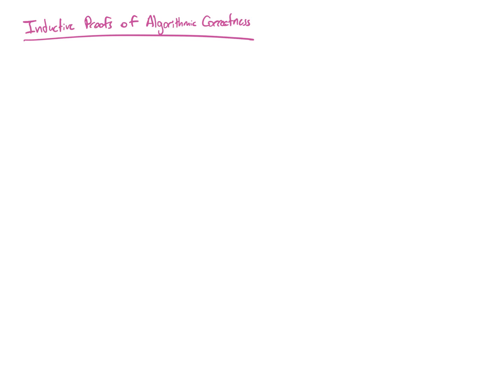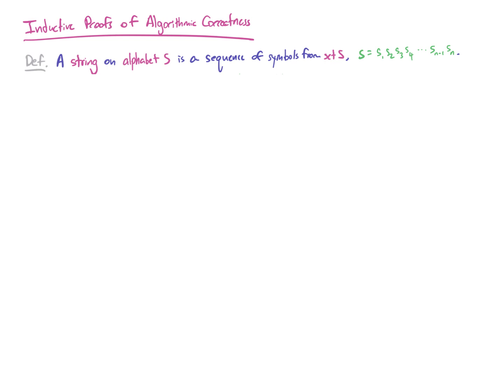So here's our first definition. A string is a sequence of symbols from some set S, which we often call an alphabet in this context. So here, a string S is a sequence of symbols S1, S2, S3, S4, all the way down to Sn-1 and Sn, where each of these individual characters is taken from the alphabet.